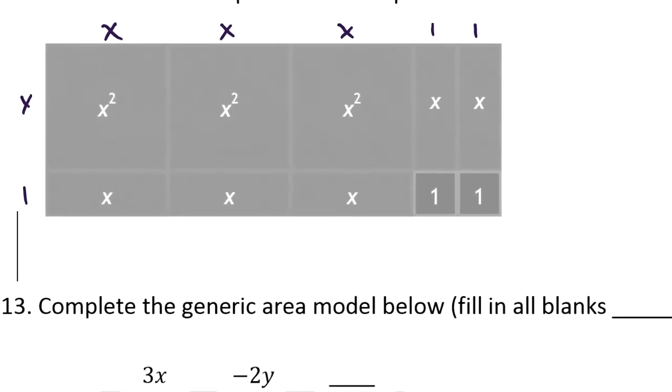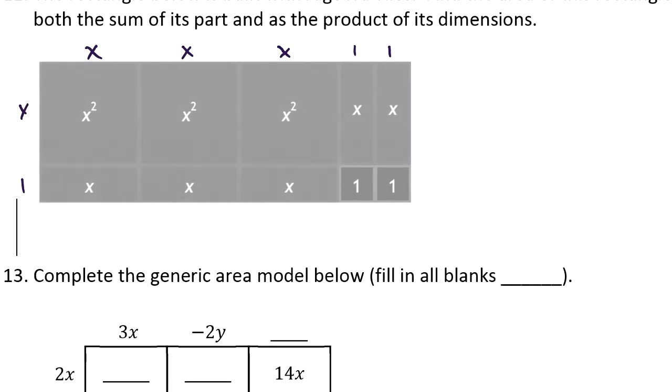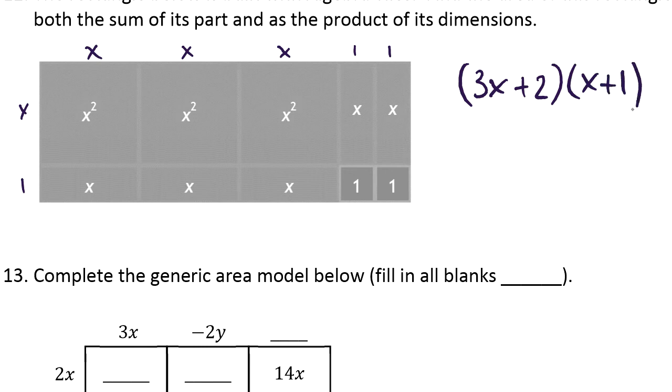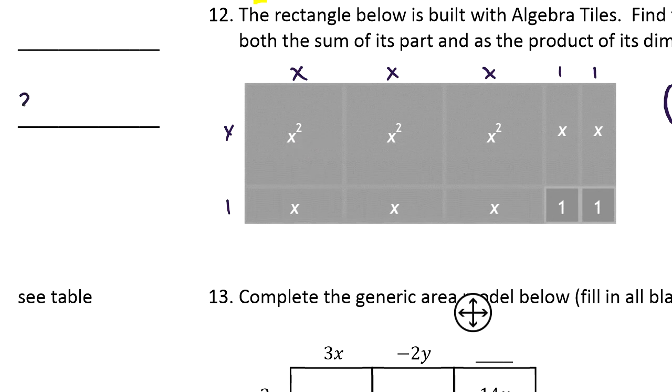So if I look at this now, the dimensions of this rectangle, if I go across the top, there are 3 x's and 2 1's. So we would customarily write that down as 3x plus 2. So one of my dimensions is 3 x's and 2 1's. The other dimension is a single x and a 1. So I've got the product of 3x plus 2, and I'm multiplying that by x plus 1. That's part of my answer. That's the area written as the product of its dimensions. I'm going to go ahead and put this on the second line, although probably I should be putting this on the first: 3x plus 2 times x plus 1.